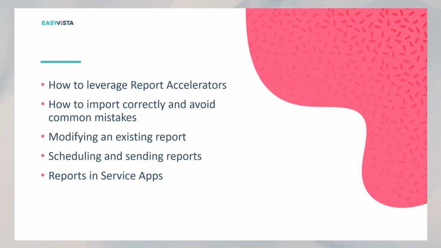And then we'll just take a look at quickly modifying an existing report. We'll see how we can schedule it and send that report out as an email attachment. And then we'll dive a little bit more into, not a deep dive, but just show a little bit more about what's available with reports in service apps. So let's jump into that.